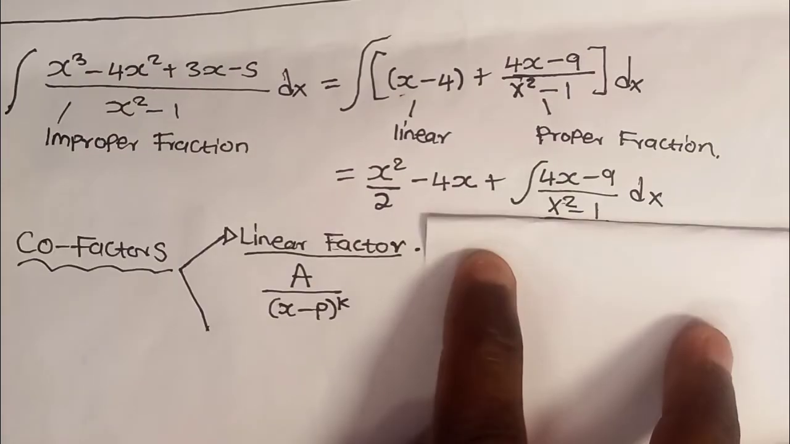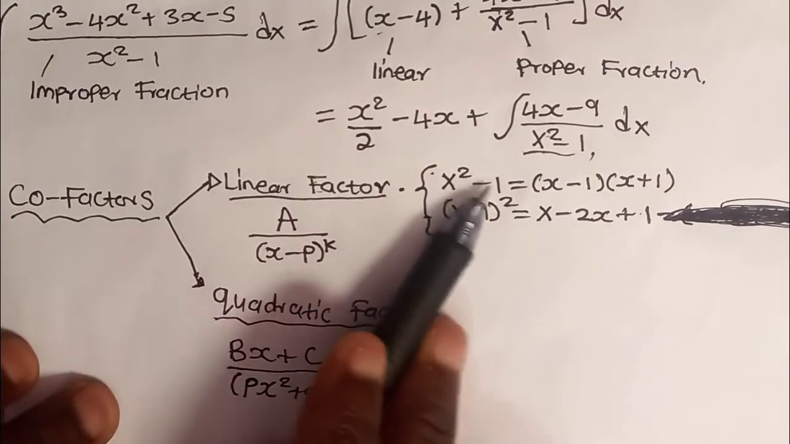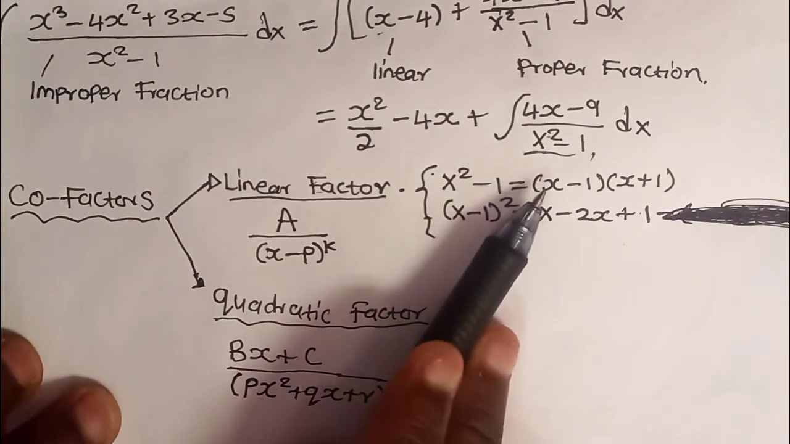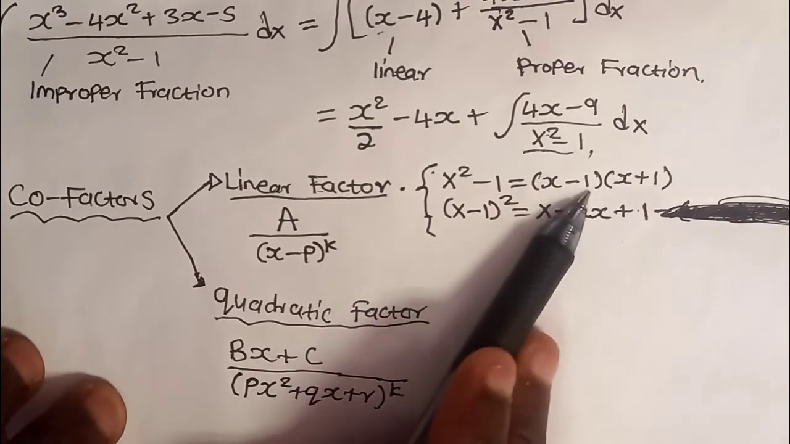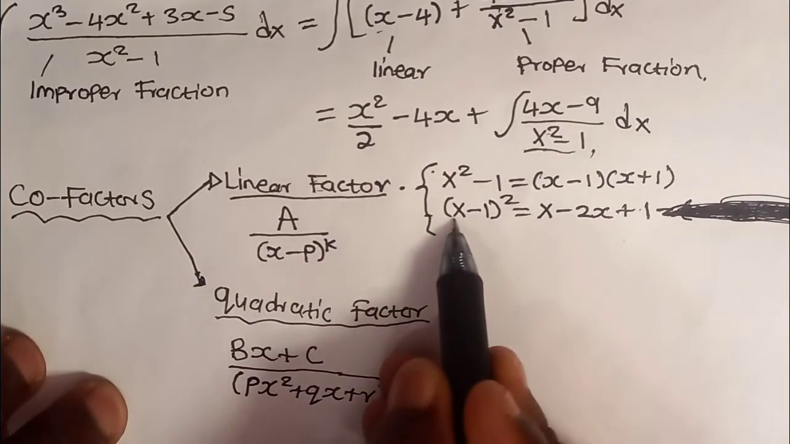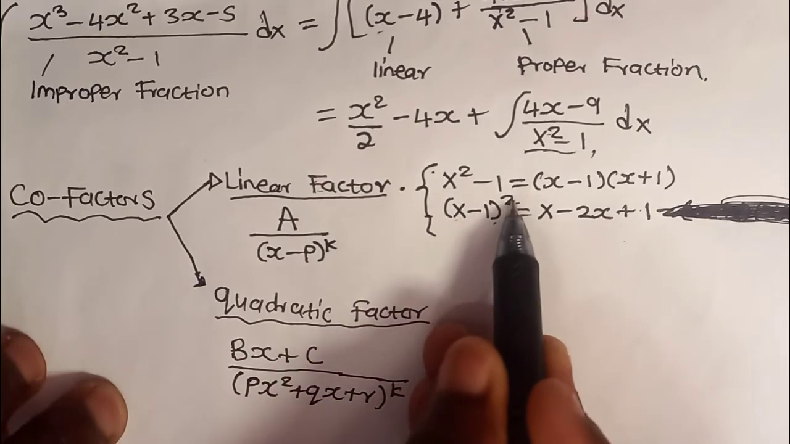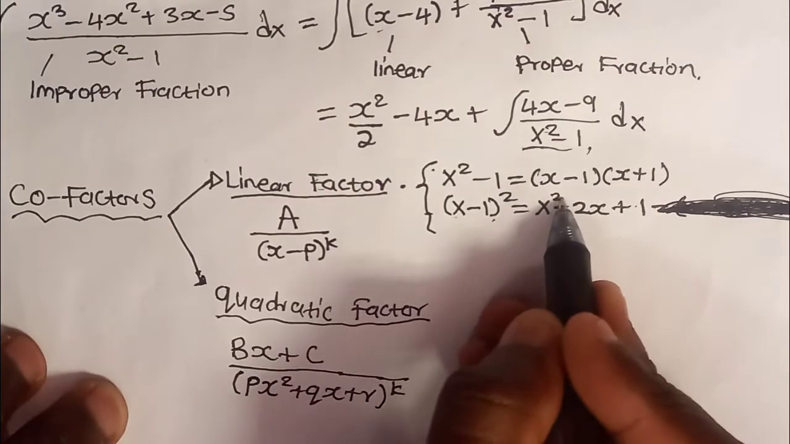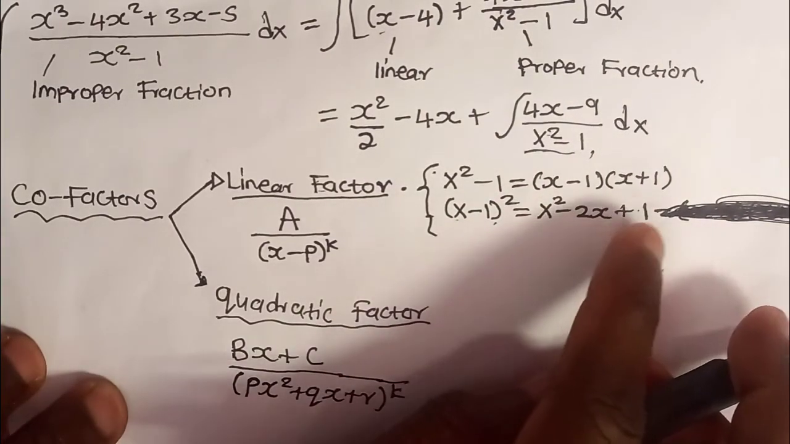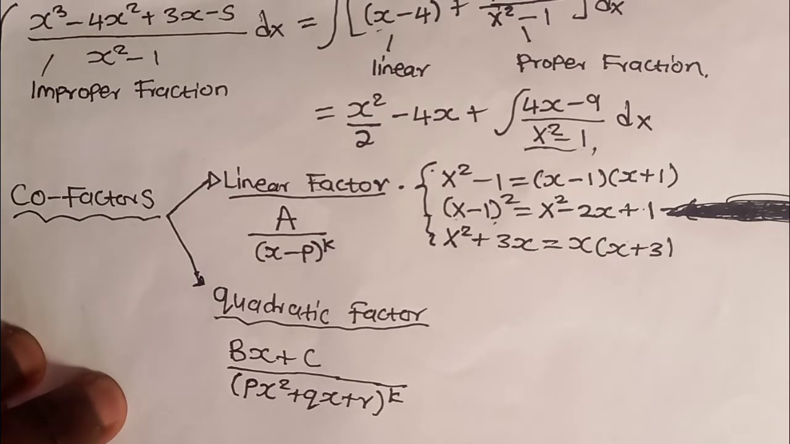So under factors, we have the linear factor. For a linear factor, we can have x squared minus 1 as an example, since it can be written as the product of x minus 1 and x plus 1. You can see these two are just linear functions. We can also have a repeated linear factor. You can see x minus 1 all to the power 2 is repeated twice, which is nothing but x squared minus 2x plus 1. Or we can have x squared plus 3x, which can be written as x into x plus 3. So we have many examples of linear factors.